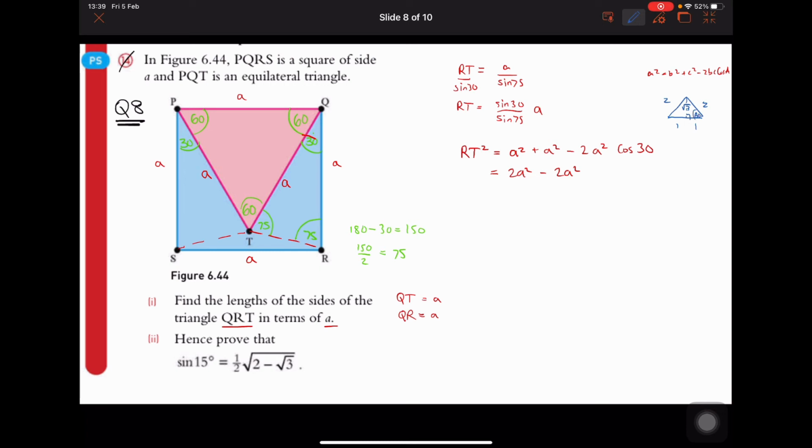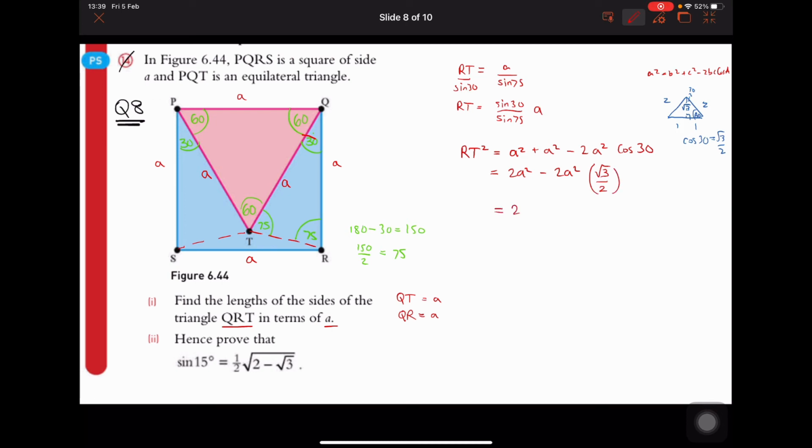60. This angle is 30. So cos 30 is adjacent over hypotenuse, so root 3 over 2. Of course, you could use a calculator. So root 3 over 2.